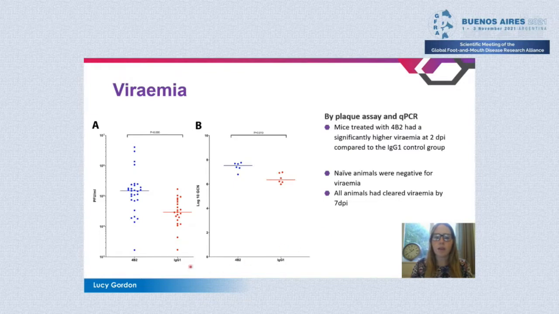So firstly, the viremia. By 2 days after infection, a statistically significant 10-fold increase in viremia in sera was detected in the monoclonal antibody 4B2 group compared to the isotype control group. On the left, this is via plaque assay, and on the right, qPCR. By 7 days post-infection, the viremia was cleared in both groups, and no virus was detected by plaque assay or PCR.